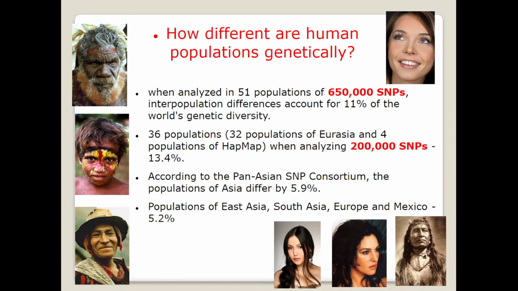36 populations, 32 from Eurasia and 4 from HapMap, were analyzed in the genome project, the polymorphism project, with 200,000 SNPs, and found 13% diversification. In the Pan-Asian CNP consortium, differences in Asian populations were found to be only 6%.